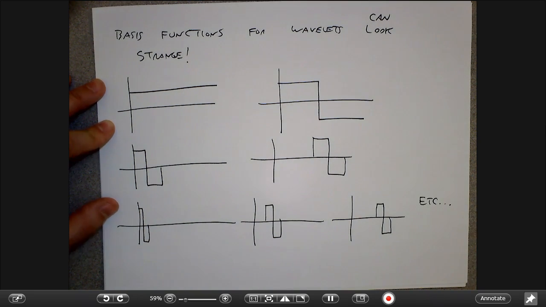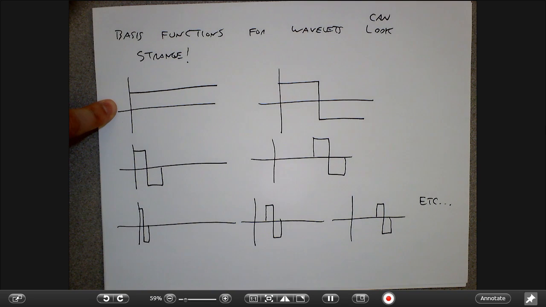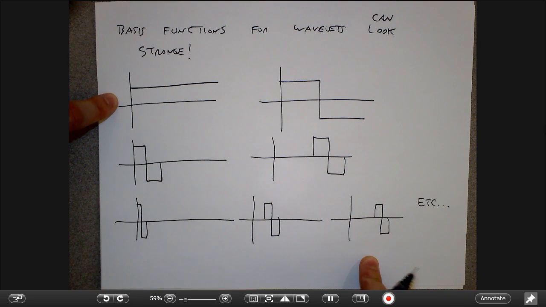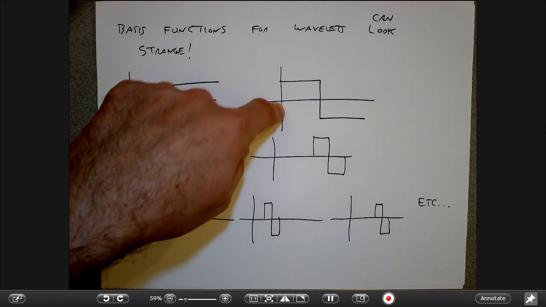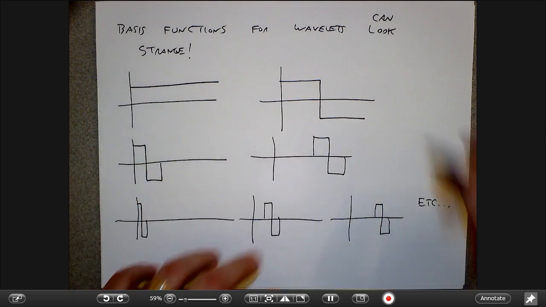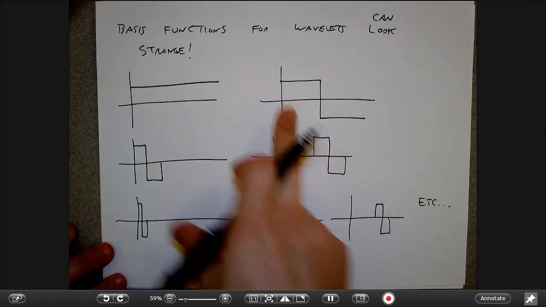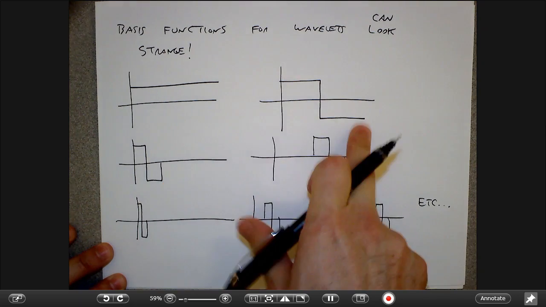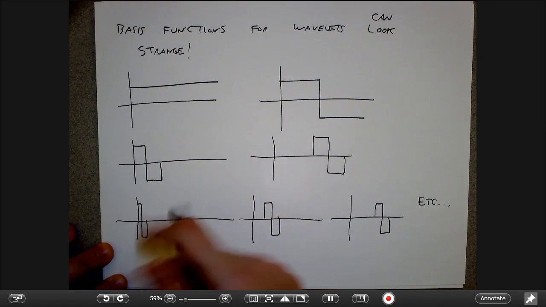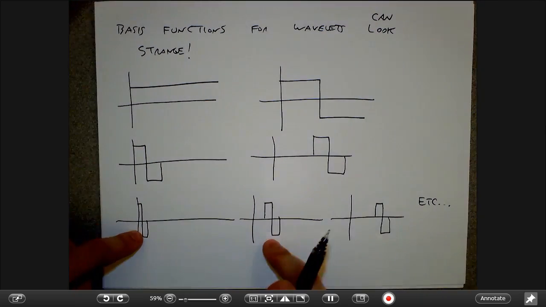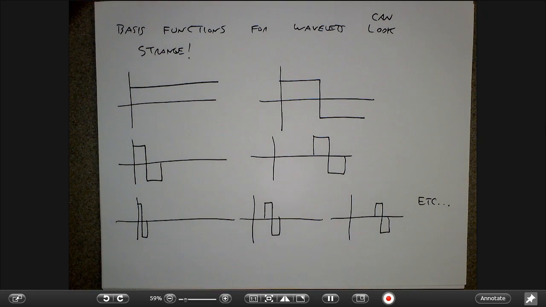And so the idea is that this is my lowest frequency analysis. This is like the average value of the signal. These are all time domain signals, it's not frequency domain. This is kind of like saying I take the first half of the signal and I subtract the second half, right? But then you can see that these other basis functions are very local, right?